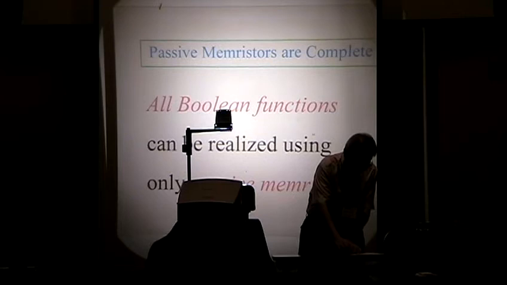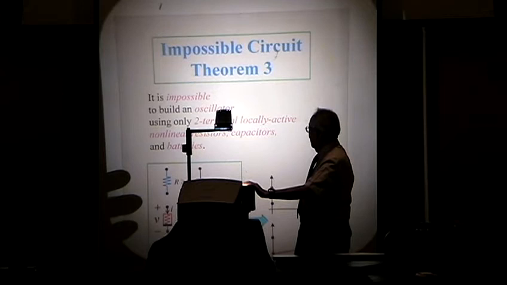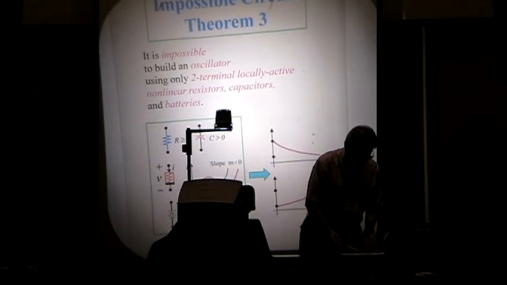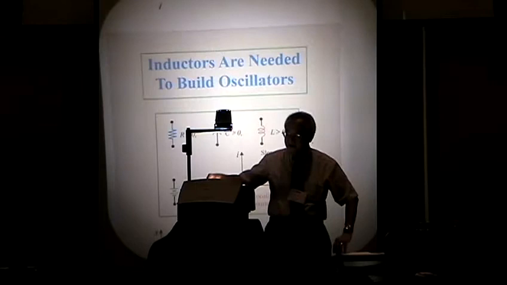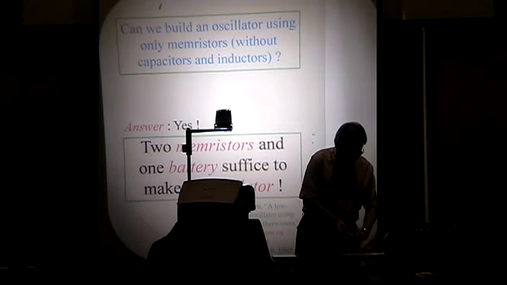And now the last result I want to show you is impossible theorem 3. It is impossible to build an oscillator using only a two-terminal, locally active, nonlinear resistive element and capacitor. Now, if you don't have an inductor, I proved that even though you have a tunnel diode, it's impossible to make an oscillator. So inductors are needed if you want to make an oscillator with tunnel diodes. The question is, can we build oscillators using only memristors, without capacitor and inductor? And the answer is surprisingly yes.